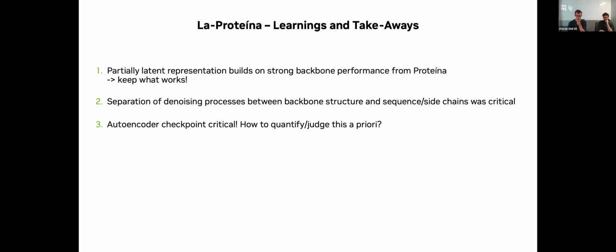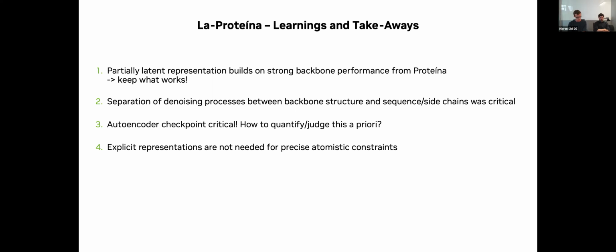The autoencoder checkpoint, I think someone asked this earlier, is pretty critical. I think in different domains people have observed this: just because you have good reconstruction loss, that doesn't mean that generation of your diffusion models will work well in this latent space. So ideally, you would have some metric like diffusability, or how nice your latent space is to diffuse in. It's pretty hard to quantify or judge this a priori. And I think also in the image space, there's no consensus yet. People try a lot of things, equivariant latent spaces, representation alignments to pre-trained models. But there's no consensus yet on how to quantify or judge this properly. So I think that's still an open question.